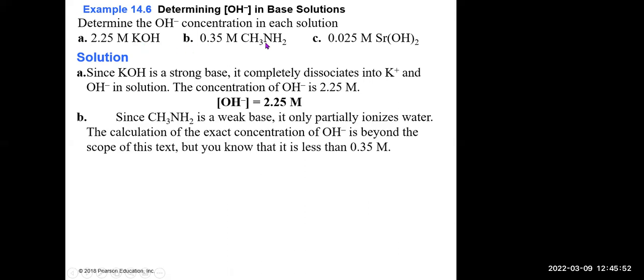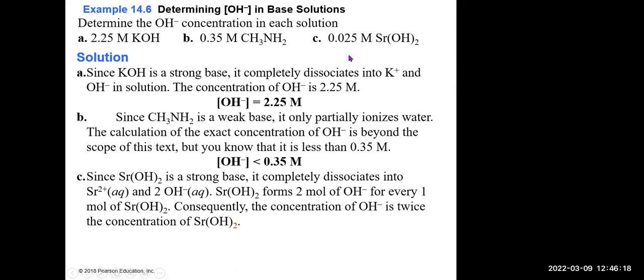The second base is a weak base, and we know it will not give you the same number as the concentration of this molecule. It will be less than, right? Because it's a weak base. Even though in this class we don't do the calculation, we just say it's less than this 0.35. It's much less than.